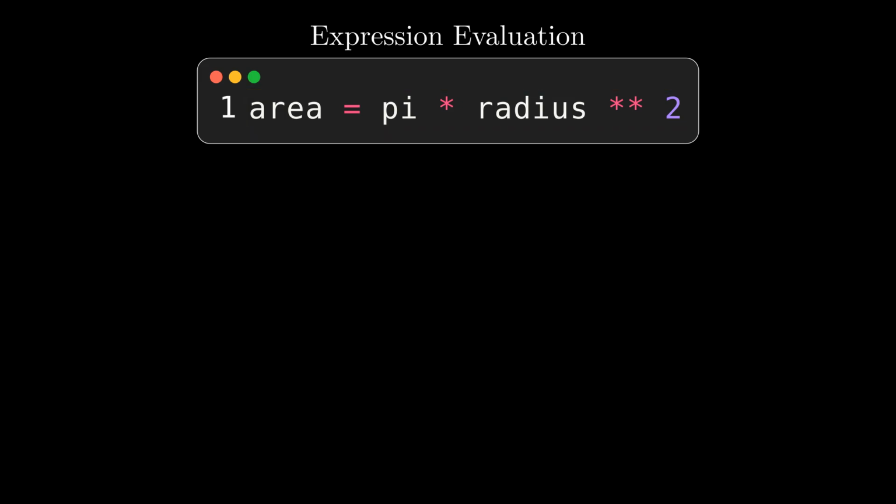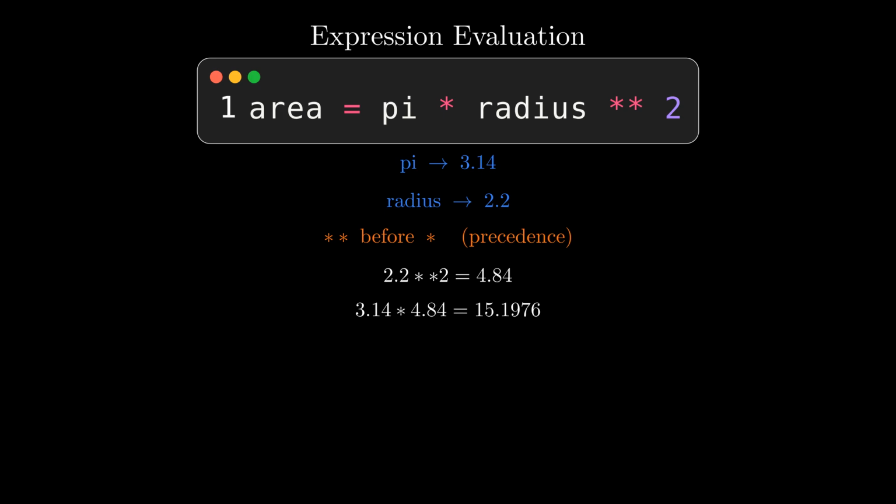Python evaluates the right-hand side first. It looks up the name pi and retrieves 3.14. It looks up radius and retrieves 2.2. Then it applies operators by precedence, exponentiation before multiplication. 2.2 squared is 4.84. 3.14 times 4.84 is 15.1976. That result is a brand new float object created in memory.